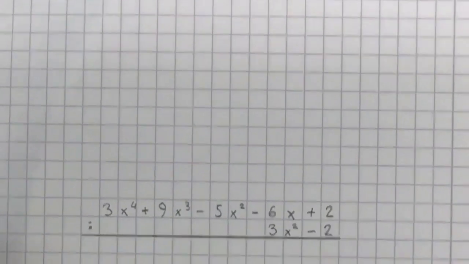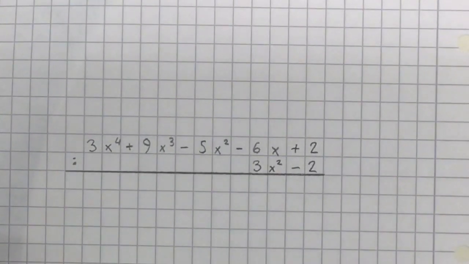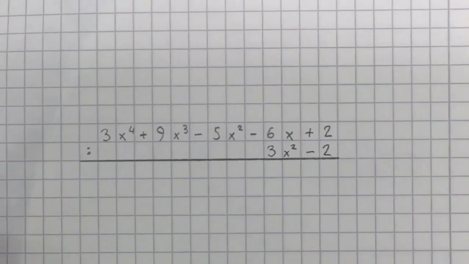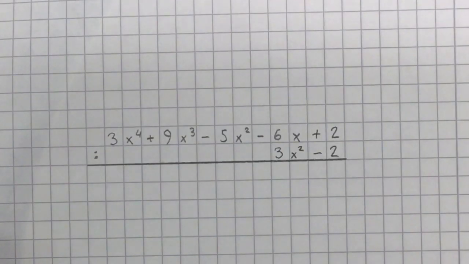Now let's get wild and crazy. So we have a polynomial division, 3x to the power of 4 plus 9x to the power of 3 minus 5x squared minus 6x plus 2 divided by 3x squared minus 2. Wow. Okay, so how this works now with this method is we're going to look at 3x squared.